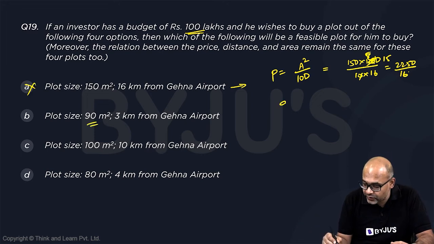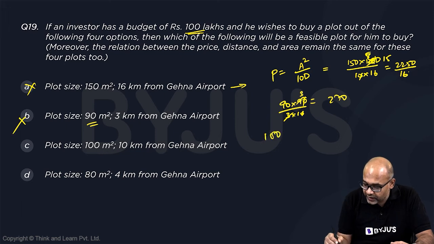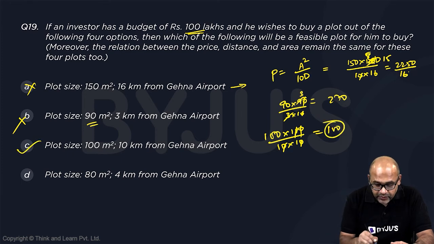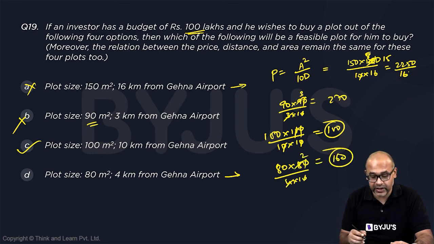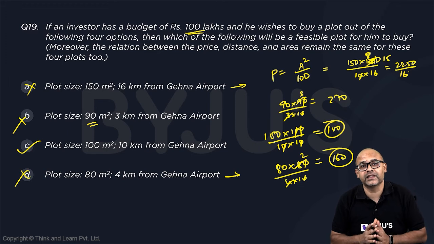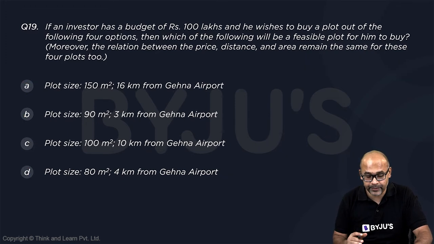So this will not be in your budget. Similarly, if you look at 90, so 90 into 90 by 3 into 10. This gets cancelled, 3 3s are, this is 270. So 2.7 crores, out of the budget. Third one, 100 into 100 by 10 into 10. So this gets cancelled, you'll get exactly 100. So this will be the answer, but just verify the last one also. 80 into 80 by 4 into 10. This gets cancelled. 4 2s are, this is 160. Clearly, this is more than 100. So C is the correct answer. This is actually a very, very easy set. 12 marks right there for the grabbing.